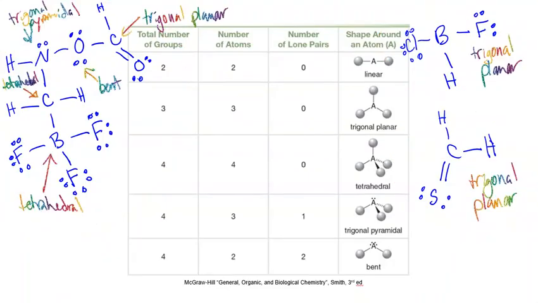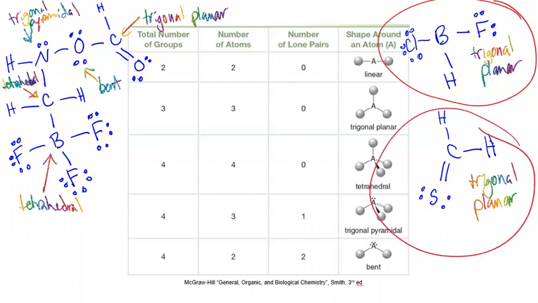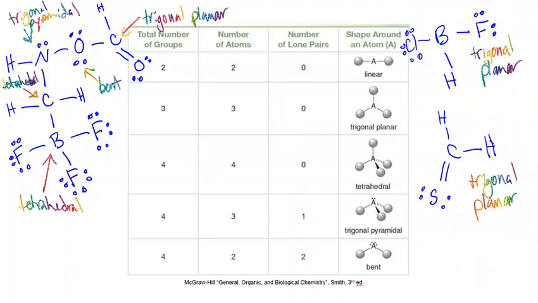Okay, so here are the answers. So this would be trigonal planar. The central atom has 3 things surrounding it. This one would also be trigonal planar. Even though it's connected through a double bond, it's still only connected directly to 3 things.